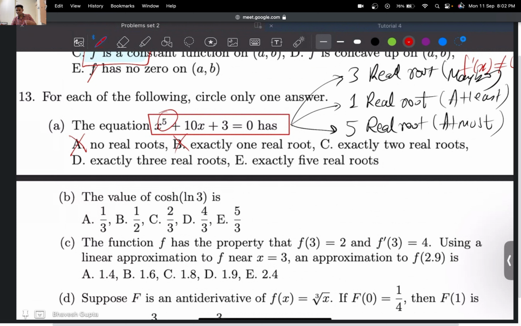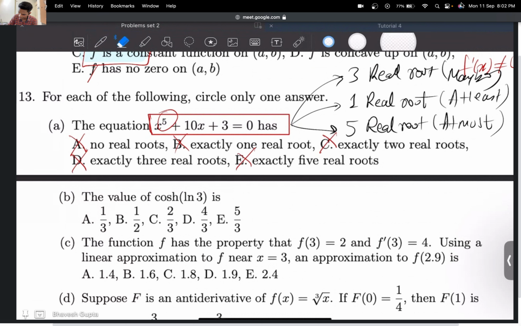Then C part tells you that exactly 2 real roots. Definitely wrong. Exactly 3 real roots. And E question tells you that exactly 5 real roots. So the way we can check, so what are possibilities we have? A possibility is definitely wrong. Exactly one real root could be. So we have to solve this.